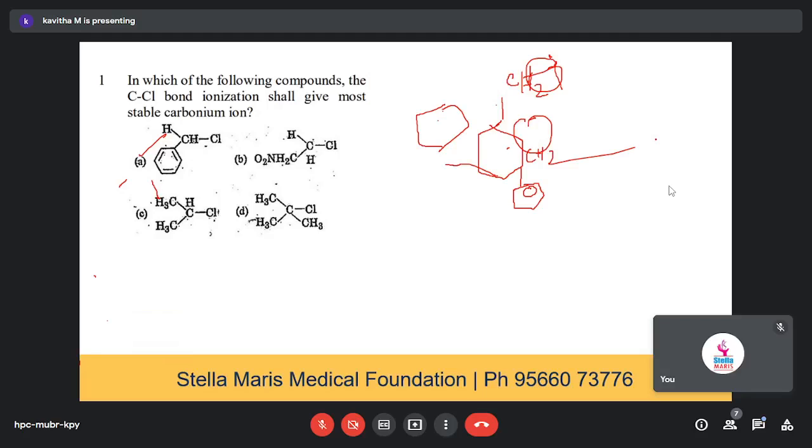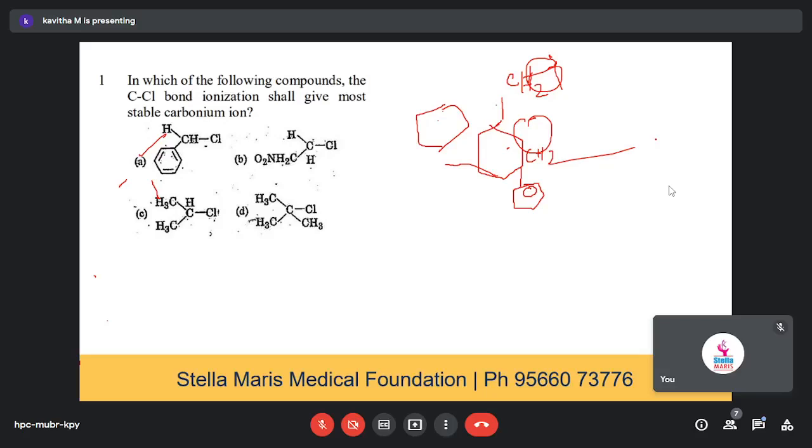So remove option A. Which is the next one, which is more stable? D, ma'am. D, why? Methyl group is an electron donating group. In the case of D, you have 3 methyl groups for electron donation.